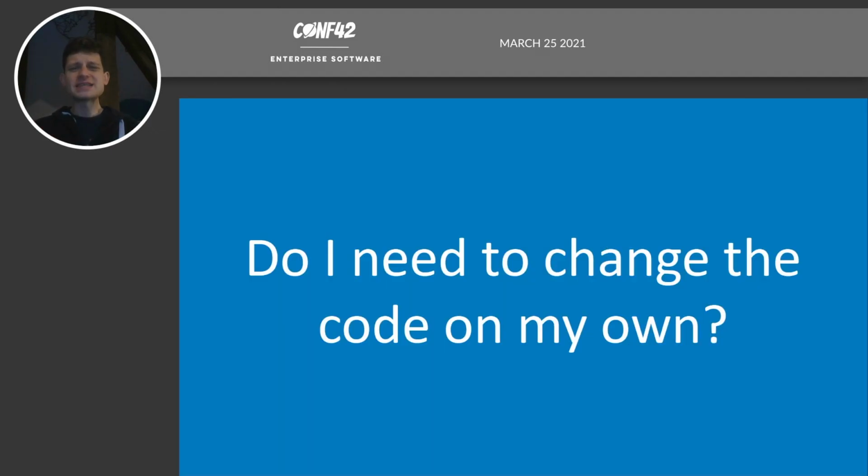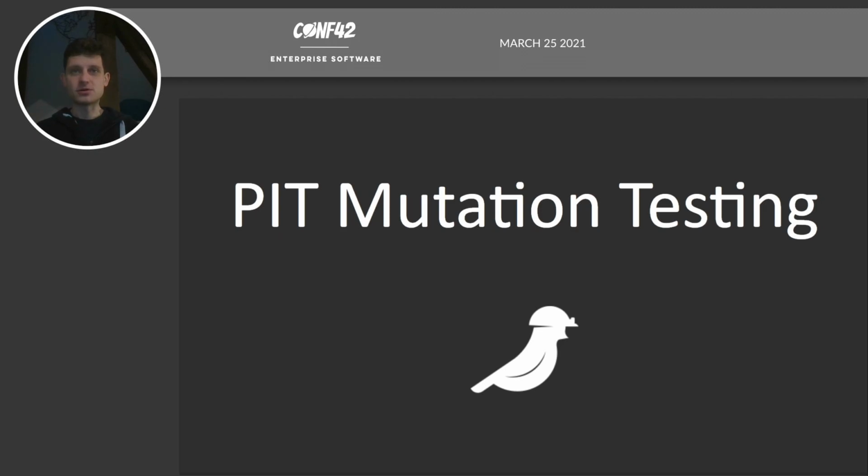So the next thing you can ask is, but do I need to change the code on my own? And luckily, no. For Java there is a very good library called PIT. And apart from being a good library, it has this great logo, one of the best logos. In my personal classification of logos, it goes just after Docker. The logo of this bird is great. And you can use this PIT mutation testing tool from the command line, you can integrate it with Maven or Gradle, or you can use it as a plugin to IntelliJ.